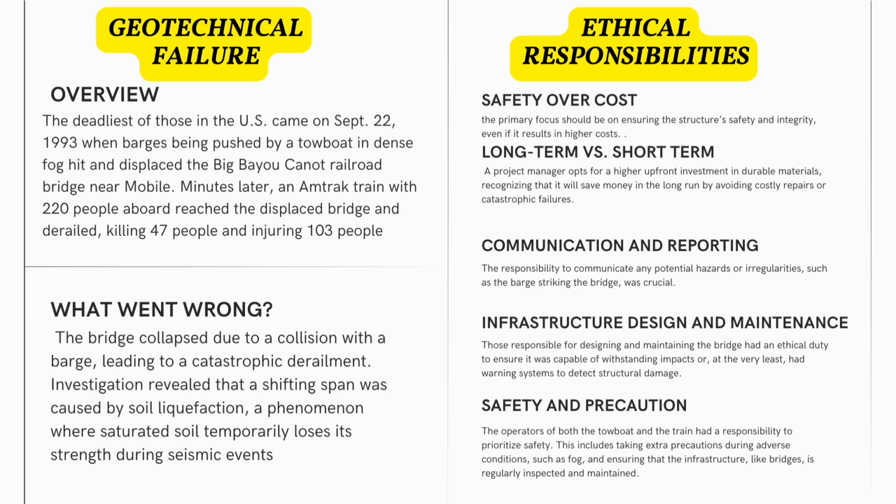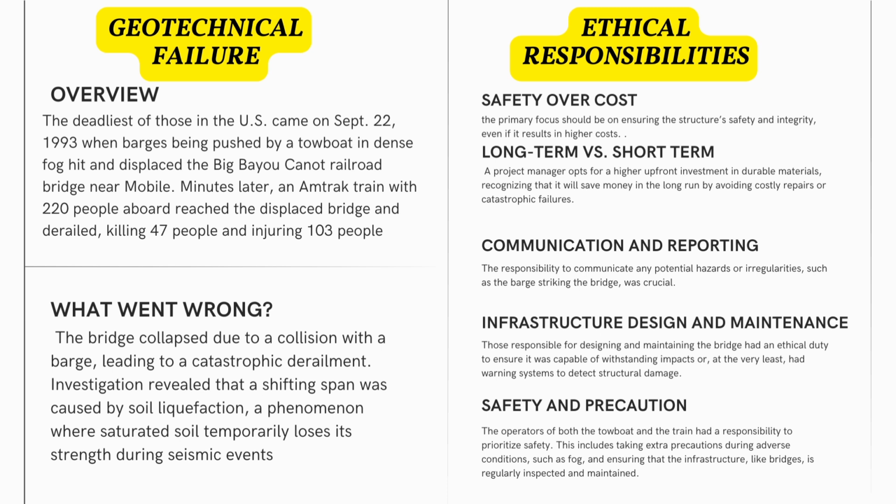The third one is communication and reporting. Geotechnical engineers have a critical job of identifying potential hazards before they occur or even evaluating after the hazard has occurred. They are required to thoroughly investigate any issues that arise to prevent future problems. That's why clear and honest communication is essential. It is the responsibility to accurately report findings, risks, and any concerns so that all stakeholders are fully informed and can make sound decisions.